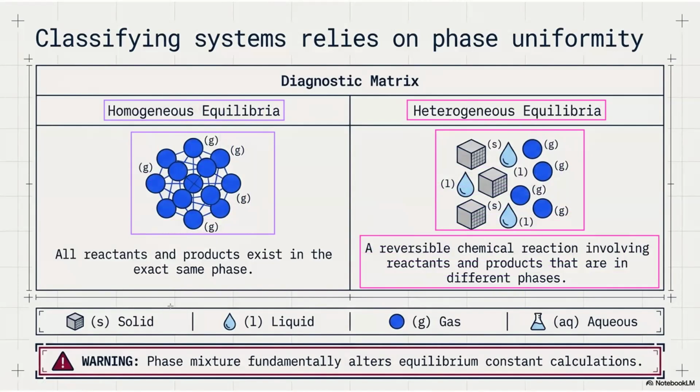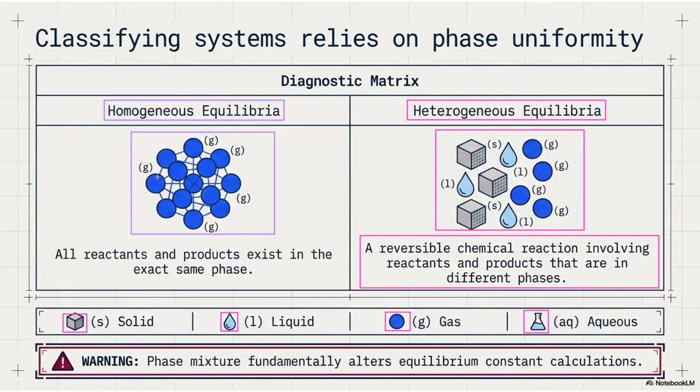Okay, so here I'm going to draw solid as a cube like this, liquid as a droplet like this, gas as a blue dot like this, and aqueous as a conical flask with the aqueous solution in it. All right.